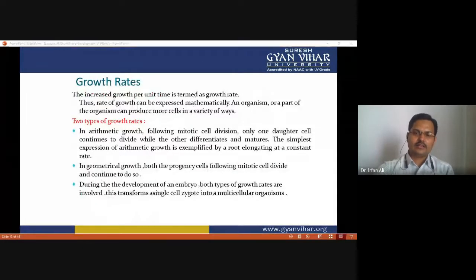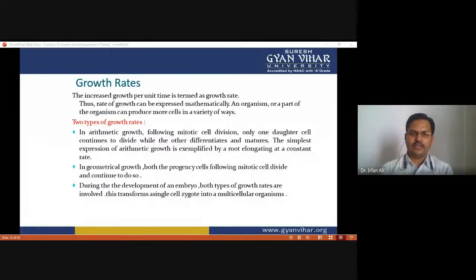And now the growth rate. In the case of a plant, the increased growth per unit time is termed as growth rate. So per unit time, how much increase in growth of the plant is there? This is called growth rate, and therefore the rate of growth can be expressed mathematically. An organism or part of an organism can produce more cells in a variety of ways.